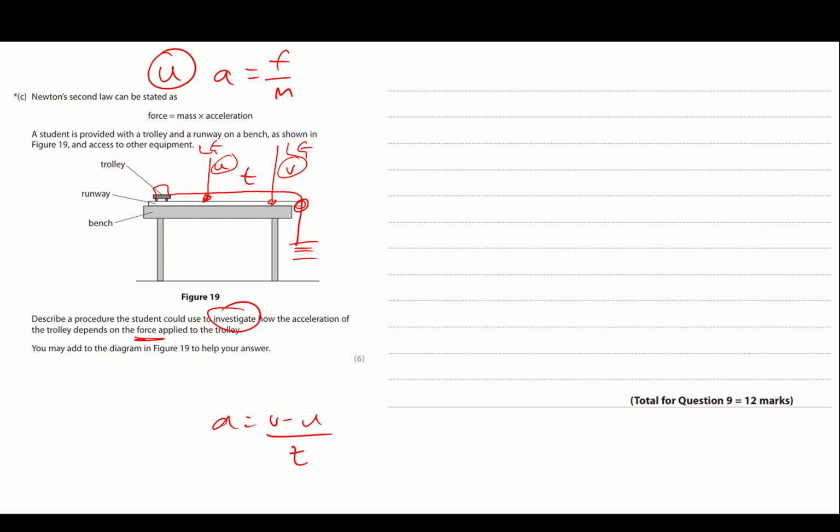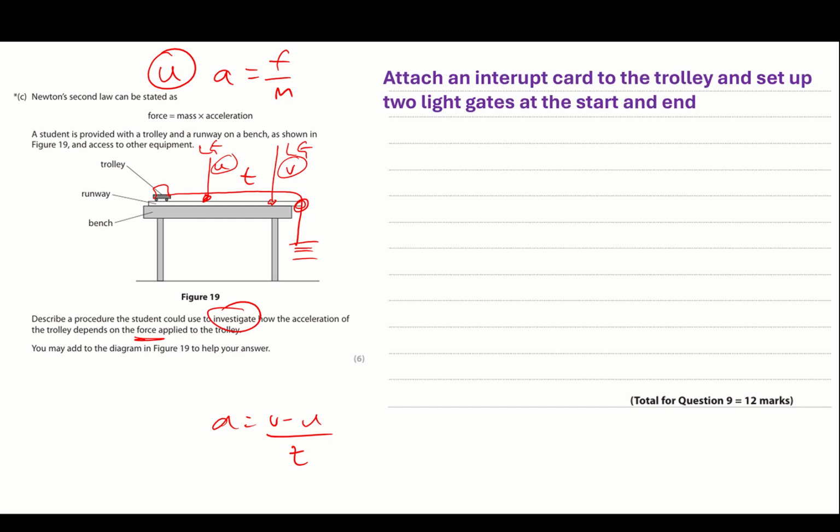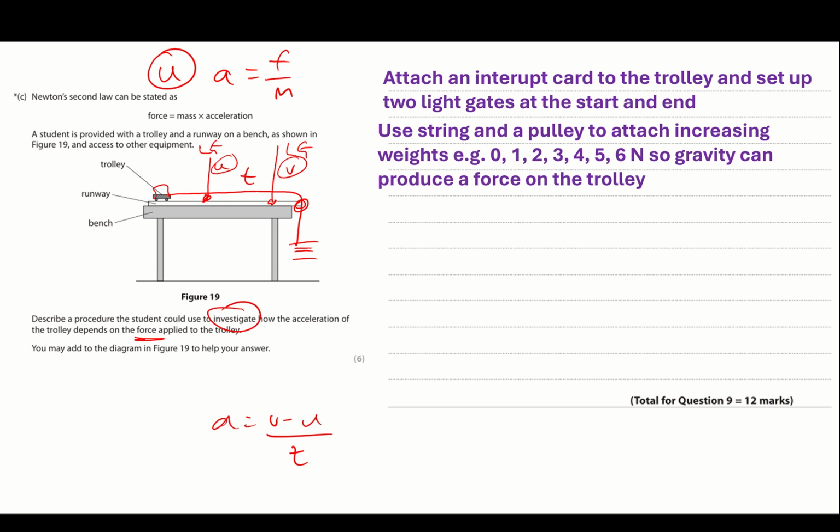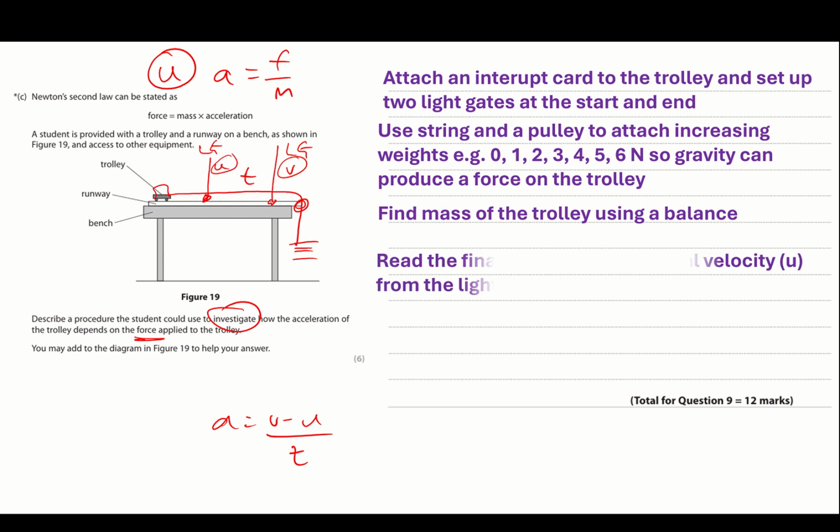I know I'm whizzing through it quickly, but we have done this loads and you are very good at it. So attach an interrupt card to the trolley and set up two light gates at the start and at the end. Use string and a pulley to attach increasing weights, 1, 2, 3, 4, 5, 6 newtons, so that gravity can produce a force on the trolley. Next part, find out the mass of the trolley using a balance. Read the final velocity v and the initial velocity u from the light gates.